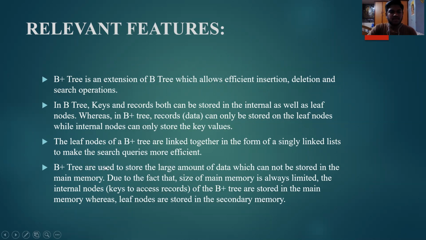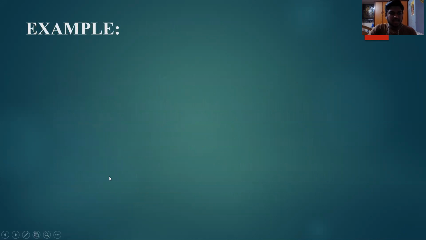B plus trees are used to store a large amount of data which cannot be stored in the main memory, due to the fact that the size of the main memory is always limited. The internal nodes of the B plus tree are stored in the main memory, whereas the leaf nodes are stored in the secondary memory.